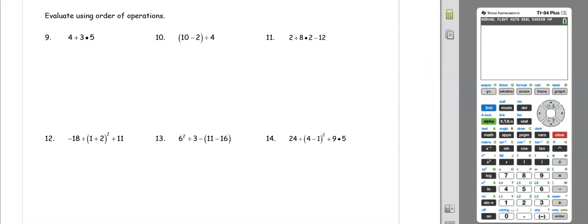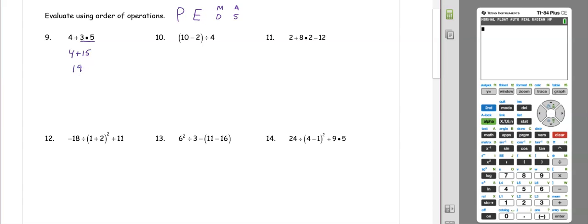Evaluate using the order of operations. Remember, our order of operations is PEMDAS, so it's parentheses, exponents, multiply, divide, add, subtract. So in number 9, we have 4 plus 3 times 5. So first we're going to do our multiplication. 3 times 5 is 15, so we have 4 plus 15, which gets us 19.